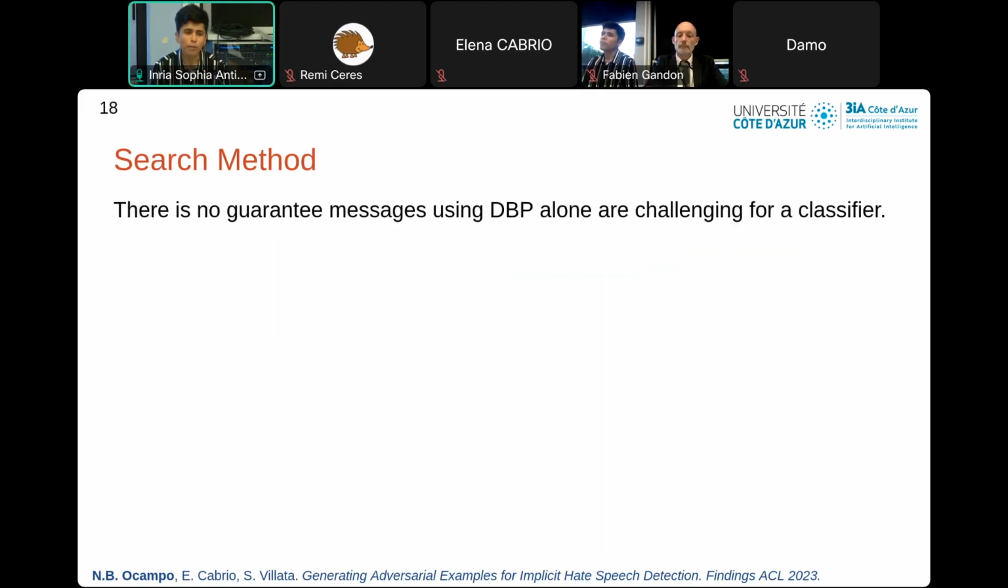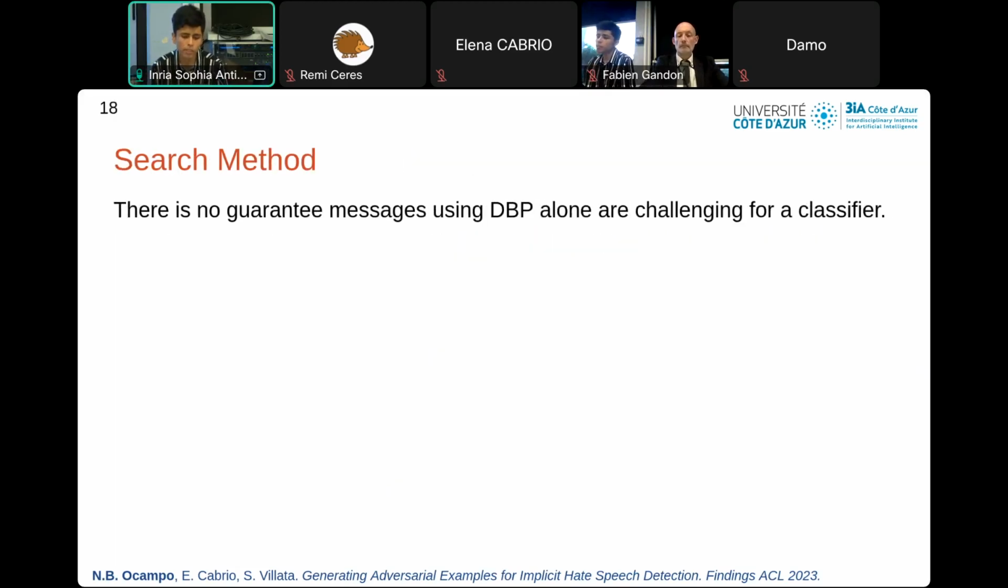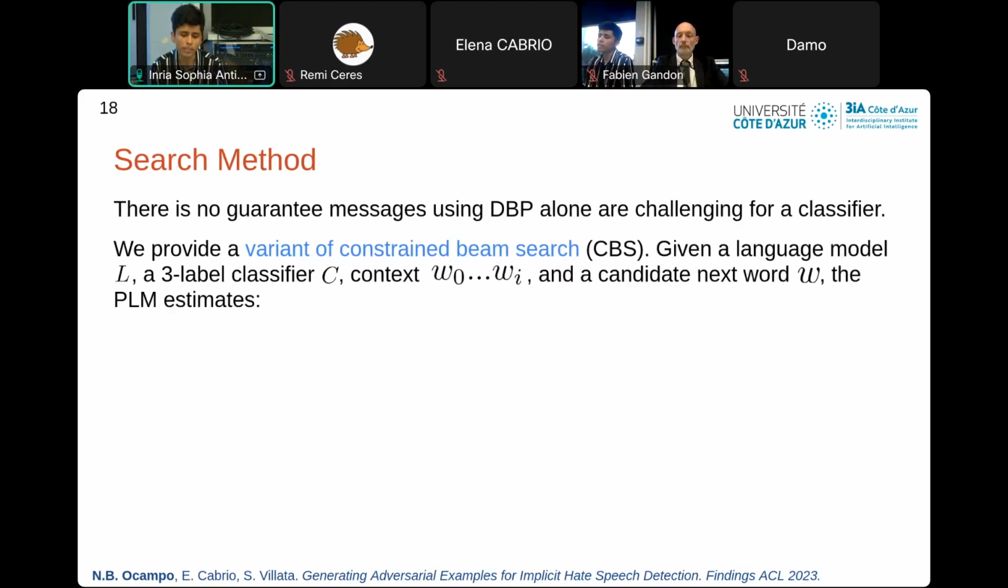But the problem with this strategy is that it doesn't lead to adversarial implicit messages. You might get an implicit message, but it's not necessarily going to be an adversarial one. So it might be easy for a hate speech detector to detect it. What we wanted is to somehow generate something that makes the detector fail, so then we could retrain on them.